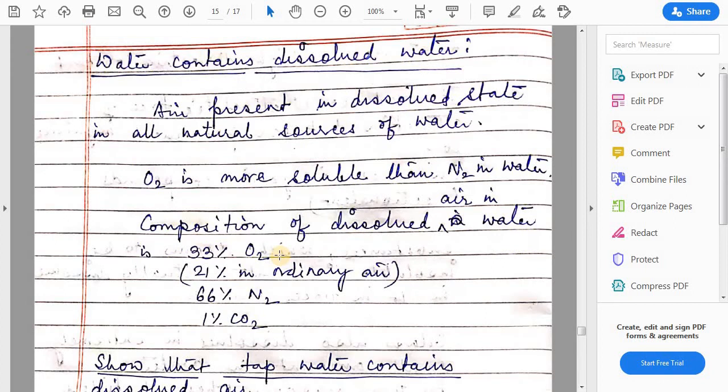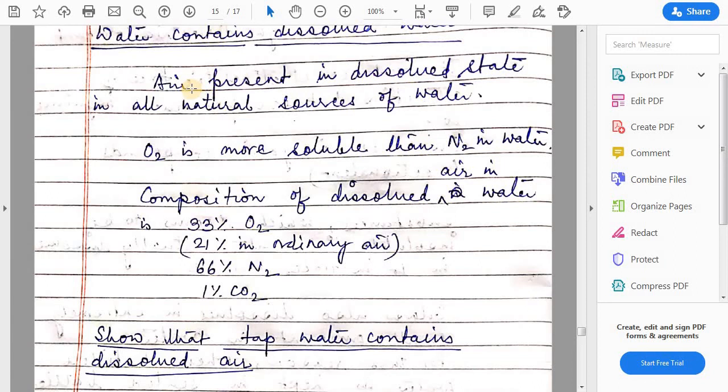Now come to the next experiment. Water contains dissolved air. Sorry, it is air. Water contains dissolved air, not water. Air is present in dissolved state in all natural sources of water. Oxygen is more soluble than nitrogen in water. This you remember. Air contains chiefly oxygen and nitrogen, and oxygen is more soluble than nitrogen in water.